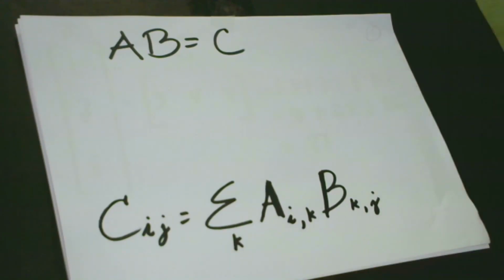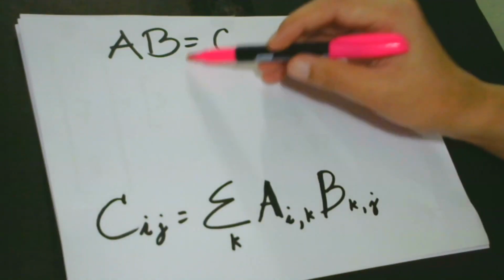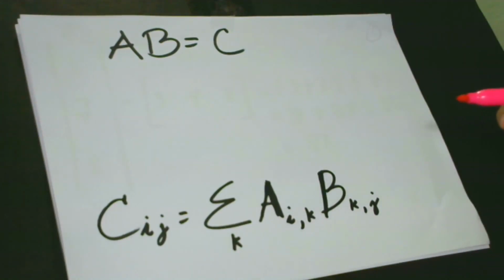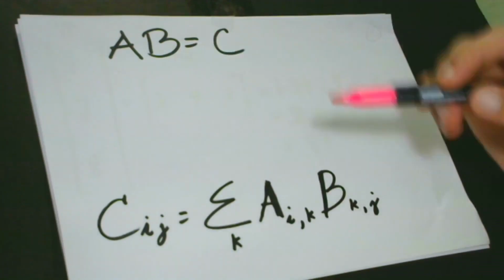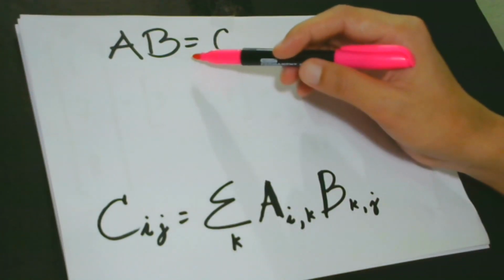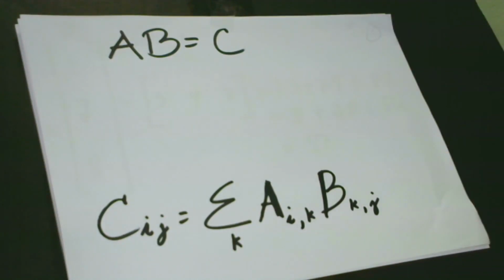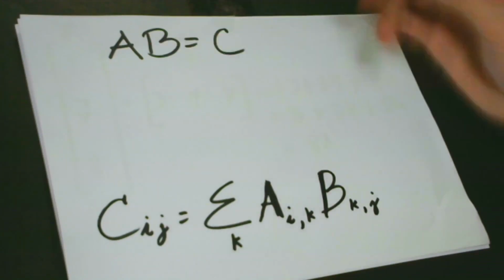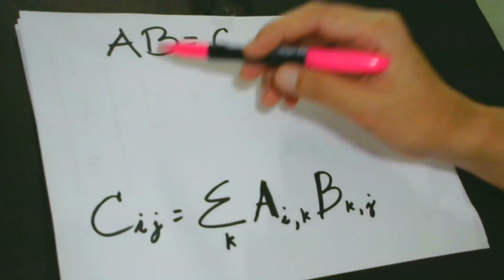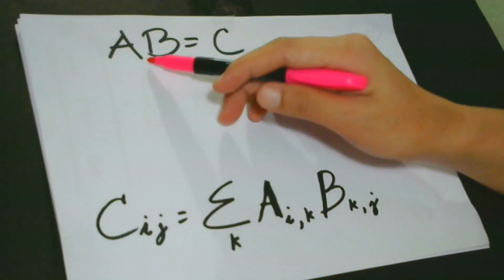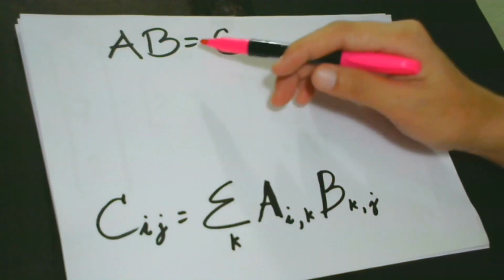So we have the statement AB equals C. The statement represents this operation: the multiplication of A and B that results in C. We have three letters here. You may ask, what does each one of them represent? A is one matrix and B is another matrix. It means that the matrix product of A and B is a third matrix, which is C.